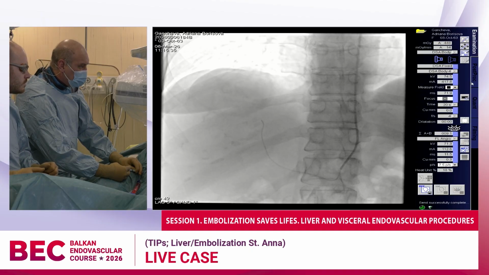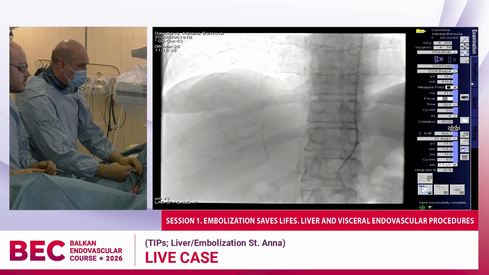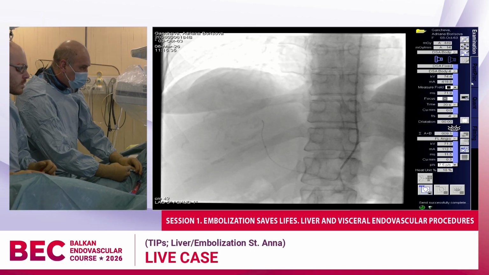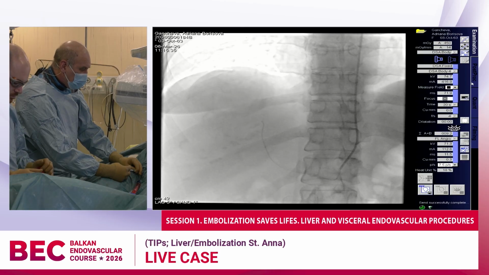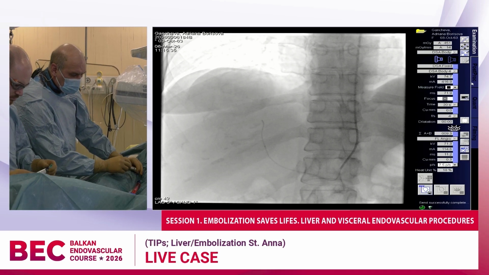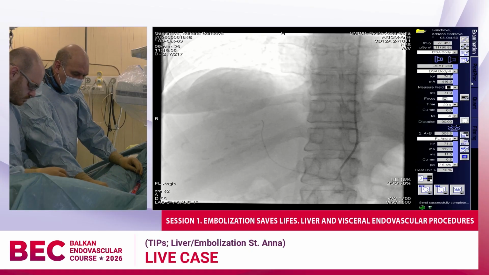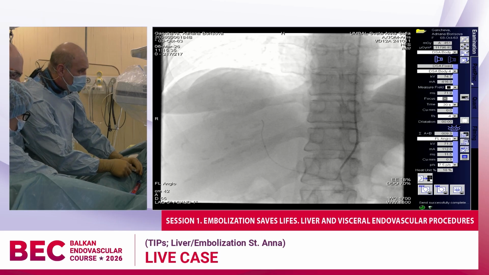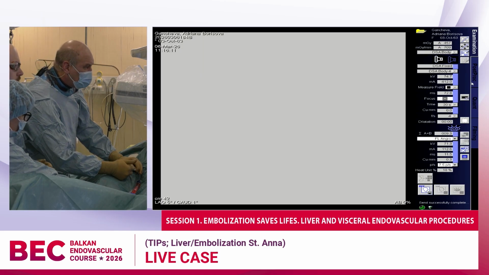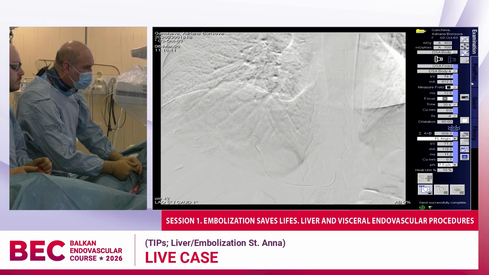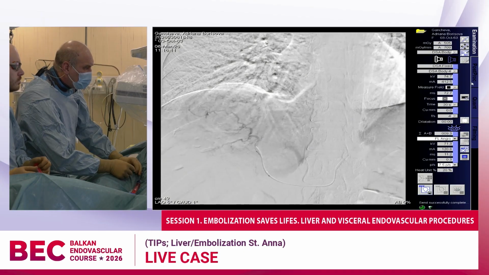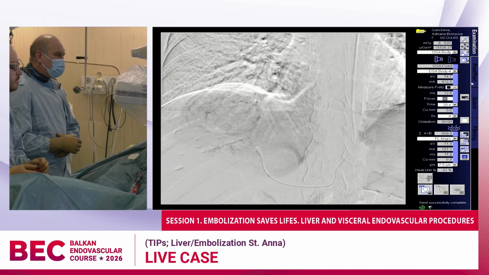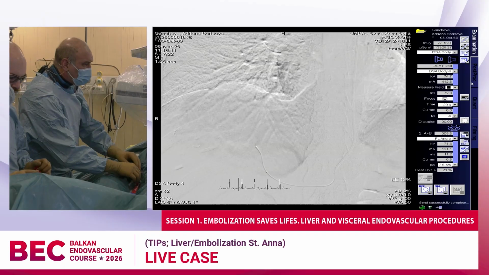Our microcatheter migrated a little bit down, but I think that we already have most of our embolization agent inside the tumor. I will check it now. Okay, we need to go back because we lost the position.